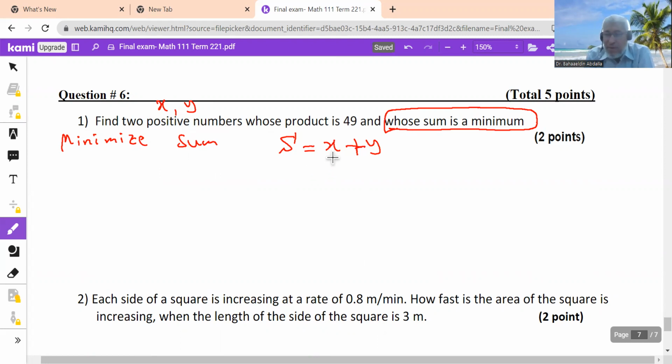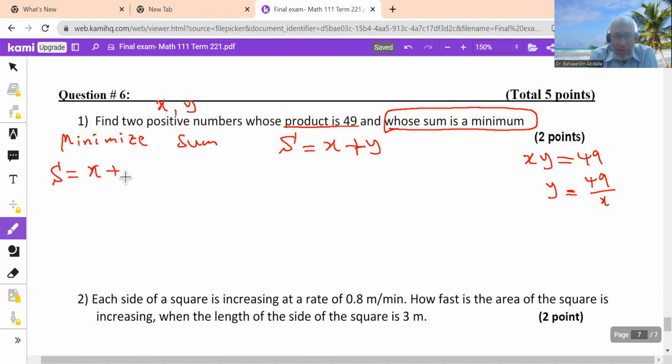But I have two variables. I need only one of them. So I use the information in the question that says the product is 49 to write y in terms of x. What is the product of the two numbers x and y? x times y. It says that the product is 49. So if you solve this equation for y, it would be 49 over x. So S now would be equal to x plus 49 over x. So this is the function I need to minimize.